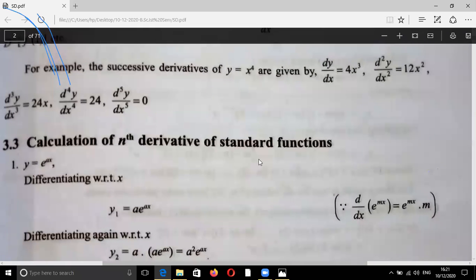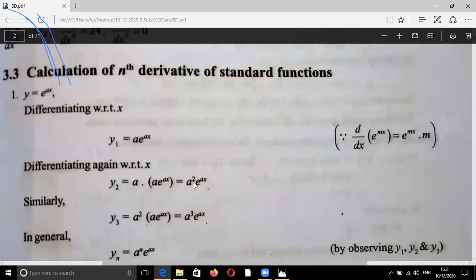Okay. Here, calculation of nth derivative of standard functions. That is, you are taking some function y equal to something, and then you are going to get the nth derivative. Here, y is equal to e to the power ax. For this, we are to get the nth derivative. Okay. Here, y is equal to e to the power ax is given, and we have to find out the nth derivative of e to the power ax.